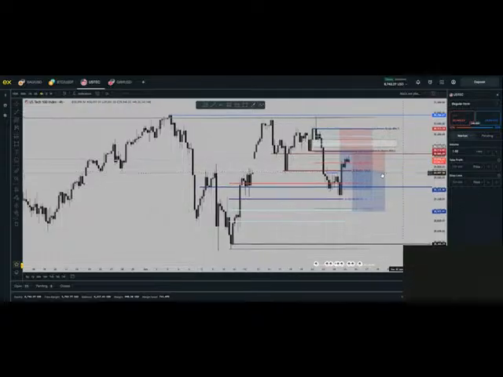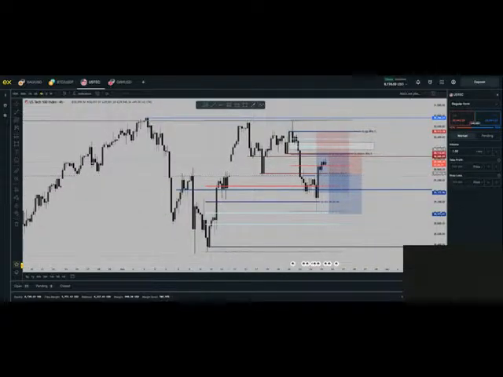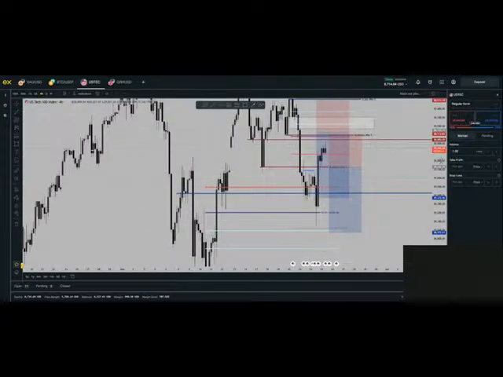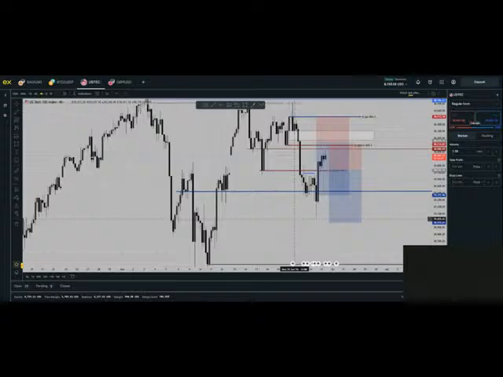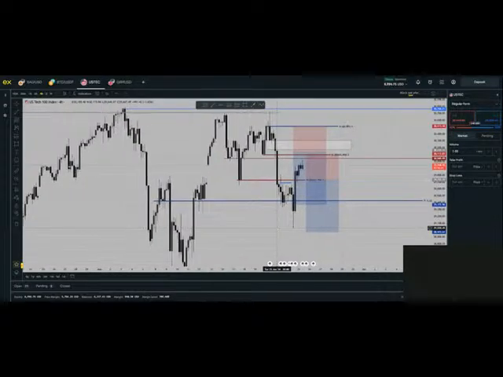So let me try to give you what I expect from the US tech or from Nasdaq, the mini futures type of structure. And this is what I'm looking at, and this is what I'm trying to expect right now.